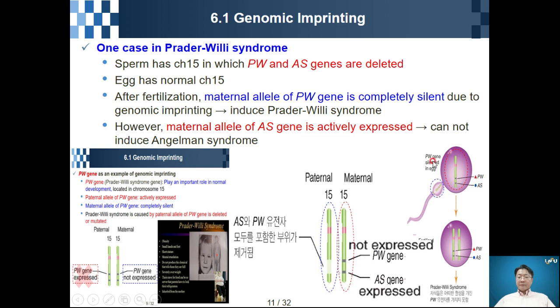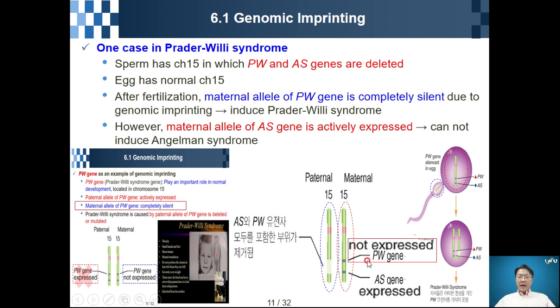So after fertilization, okay, the maternal allele of the PW gene is completely silent due to genomic imprinting. So in this case, it will induce Prader-Willi syndrome.